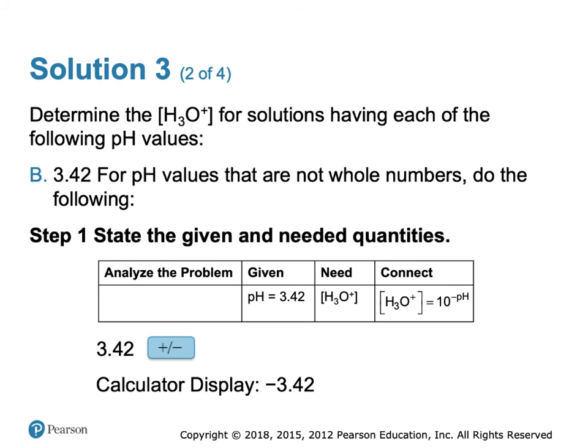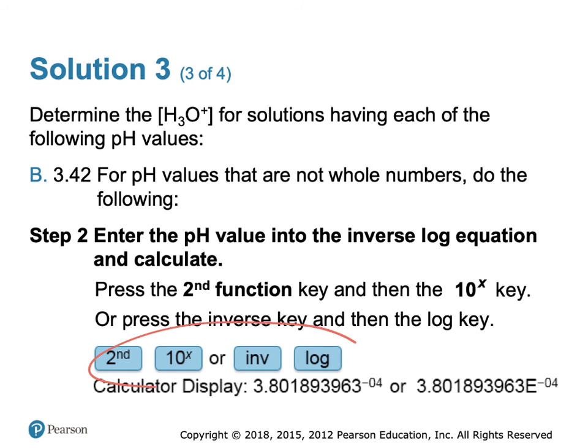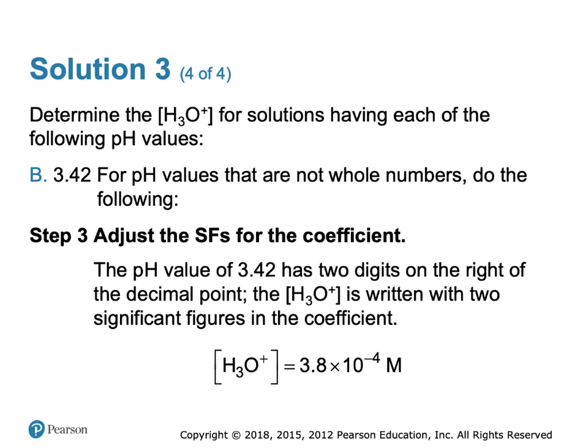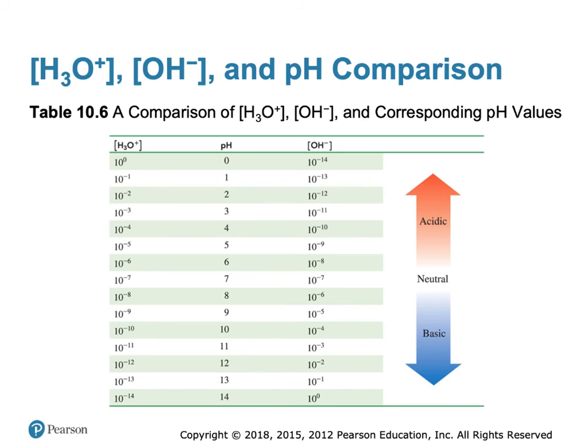Okay, for 3. This is showing you the inputs that you need when the pH is 3.42 for B. So here you're just seeing what you can put into your calculator. Each calculator is different, so your display might not look like the one that's written here. So again, you have to adjust the significant figures for the coefficient, and you have 3.8 so that you have 2 significant figures.